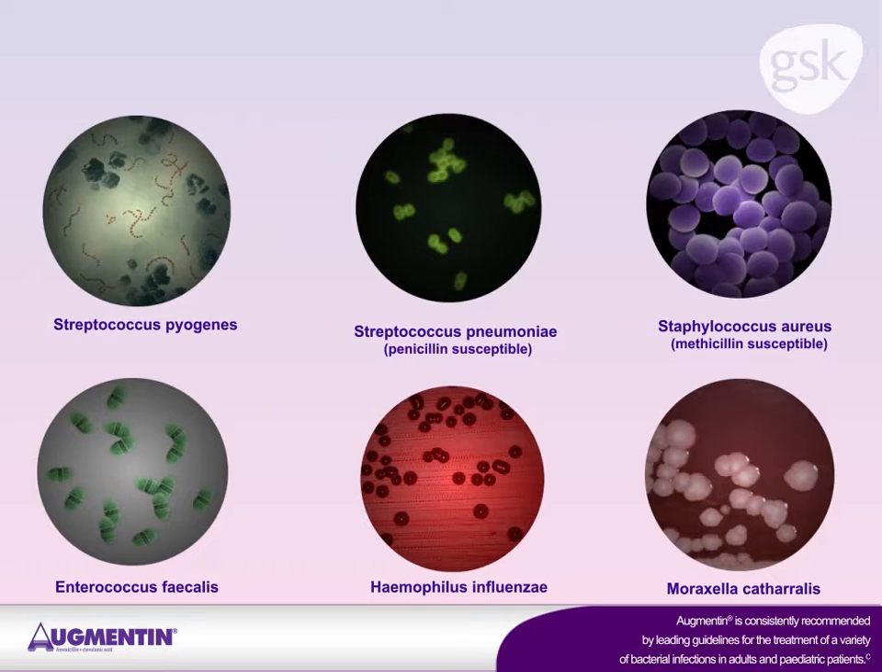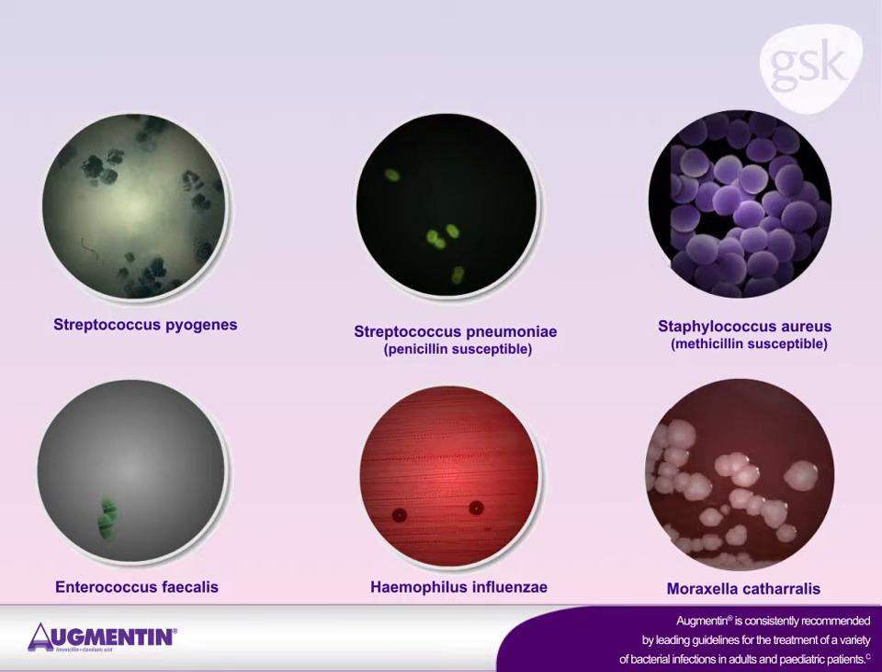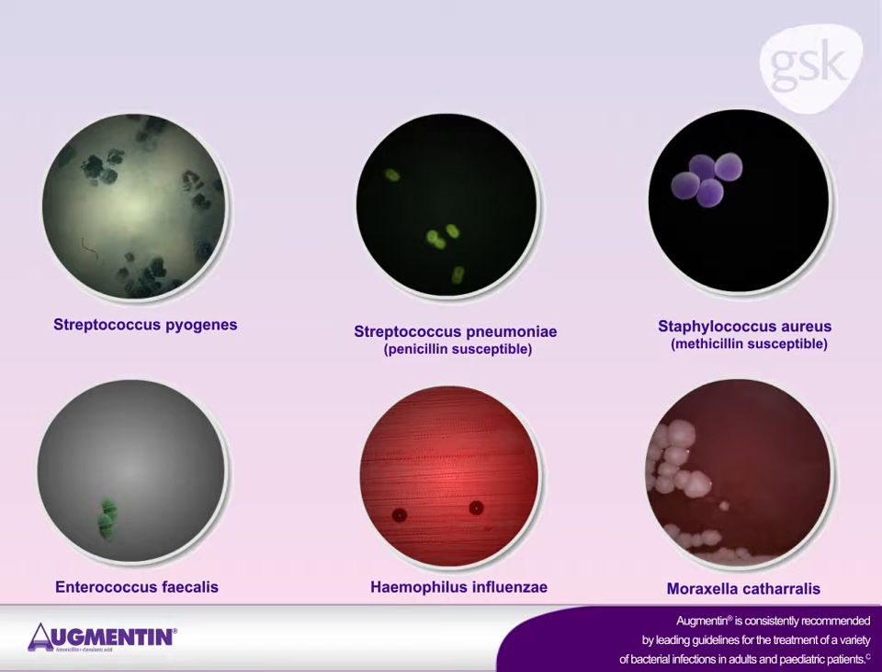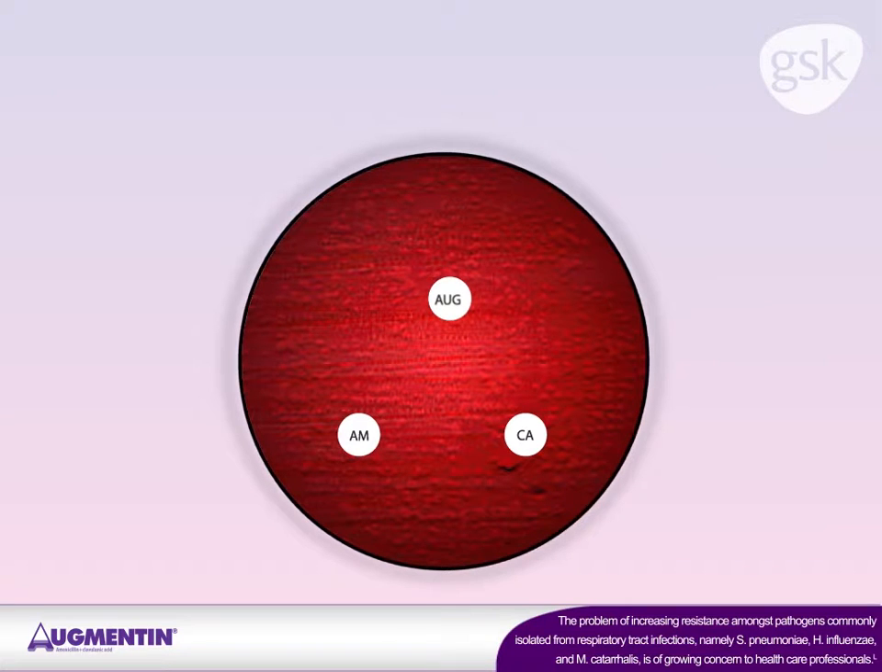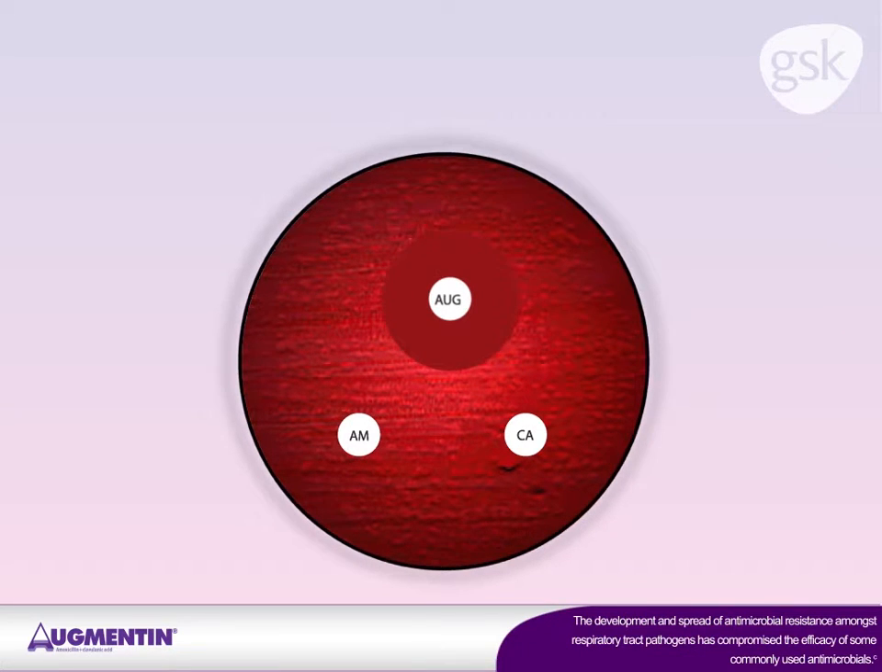Augmentin is consistently recommended by leading guidelines for the treatment of a variety of bacterial infections in adults and pediatric patients. The problem of increasing resistance among pathogens commonly isolated from respiratory tract infections, namely Streptococcus pneumoniae, Haemophilus influenzae, and Moraxella catarrhalis, is of growing concern to healthcare professionals. The development and spread of antimicrobial resistance amongst respiratory tract pathogens has compromised the efficacy of some commonly used antimicrobials.